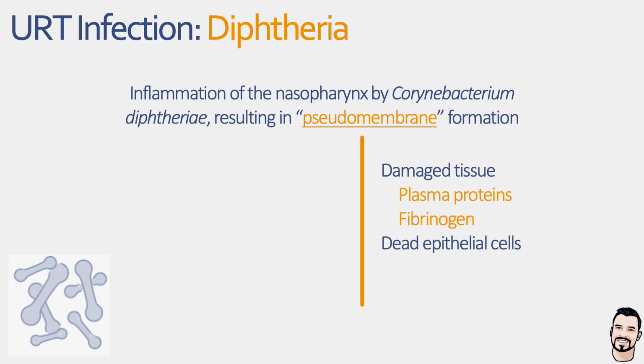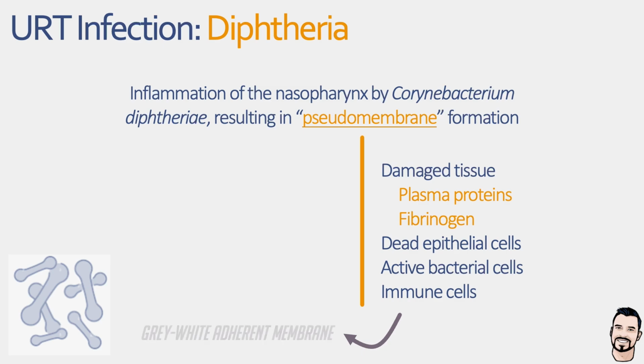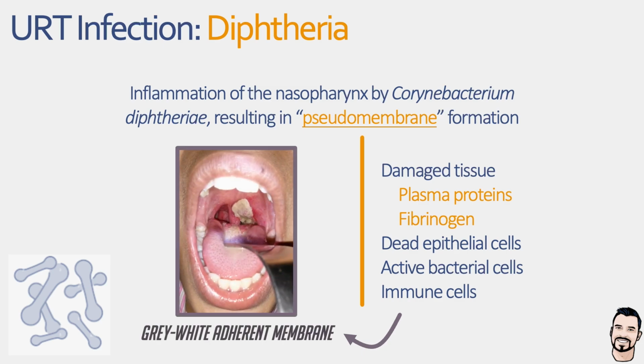And this is key to the development of the pseudomembrane, which is a key clinical feature of the disease. You see, as DT damages tissue, plasma proteins and fibrinogen are released along with the debris of the epithelial cells. These mix with the bacterial cells and the cells of the immune system, forming a characteristic grey-white membrane structure that adheres strongly to the host, causing bleeding if it's removed prematurely.